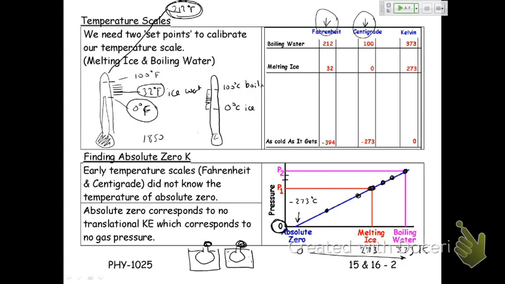Early thermometer scales, the Fahrenheit and the Celsius scales, did not know the temperature of absolute 0. Absolute 0 corresponds to no translational kinetic energy per particle, and that causes no gas pressure. Science likes absolute 0 not only because it is important in principle, but also because as you get closer and closer to absolute 0, thermal effects become less important on materials, and so some materials behave really strangely.